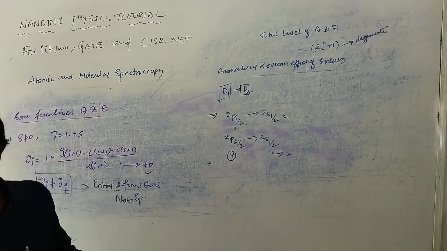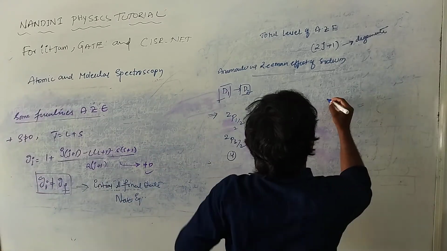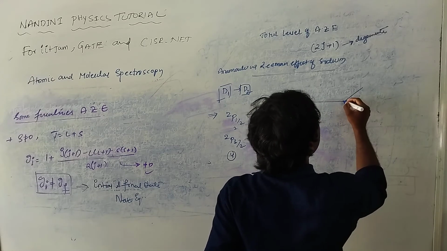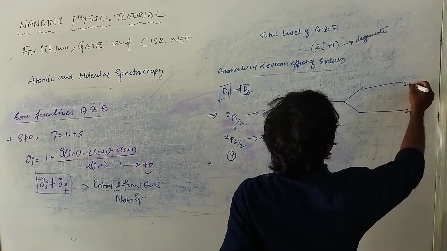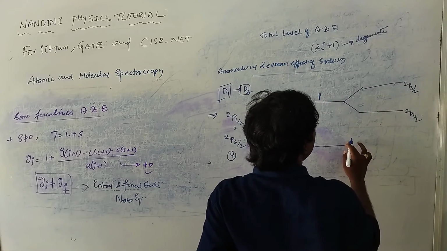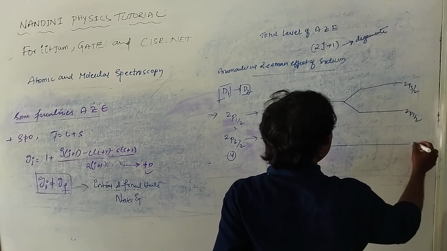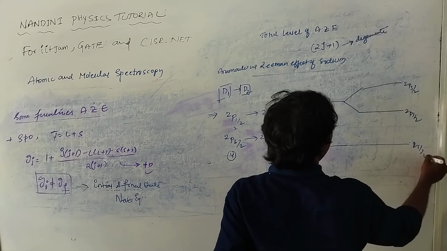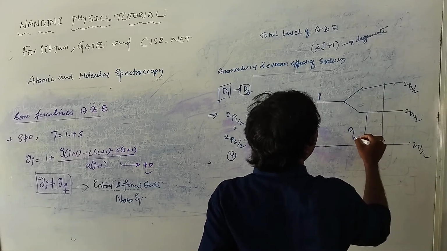You will draw the fine structure diagram. In the normal Zeeman effect, it was splitting like that. It splits into 2 states: 2p 1/2, 2p 3/2. This is the p state, and the S state splits into only one state, 2s 1/2. The transition is possible from here to here. This represents the D1 line and D2 line.